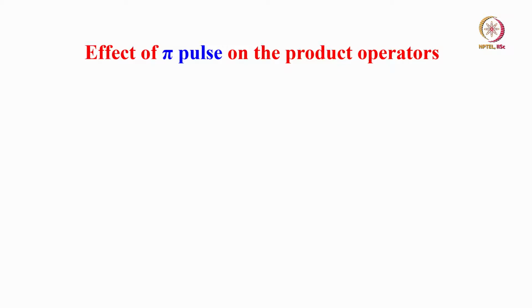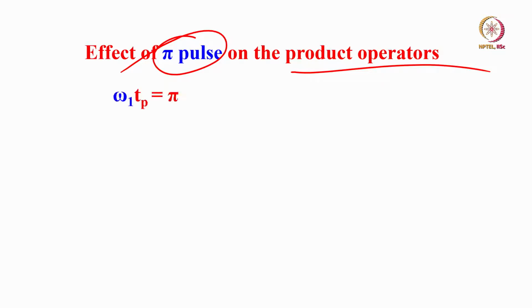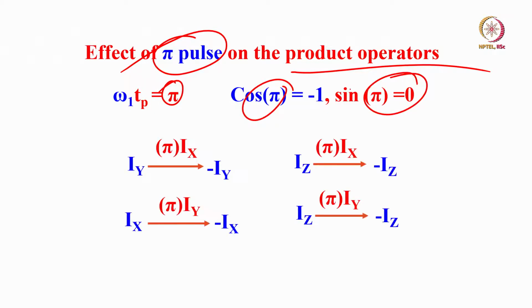We can also talk about the effect of a pi pulse on the product operators. So far, in the previous slide, we saw the effect of the pi by 2 pulse. We can also discuss the effect of the pi pulse. We know that omega 1 Tp is equal to pi, cos pi is equal to minus 1 and sin pi is equal to 0. It is very simple. When you apply a pi pulse along the x axis, then Iy will go to minus Iy. It simply inverts the magnetization. A 180 pulse will tilt it in the opposite direction. Similarly, Iz will go to minus Iz if you apply an x pulse. If you apply a y pulse, Ix will go to minus Ix. If you apply a y pulse, Iz will go to minus Iz. All these pulses are pi pulses.